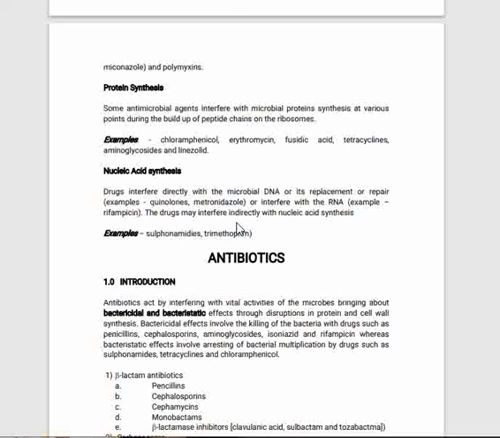The last mechanism of action is nucleic acid synthesis inhibitors. These drugs interfere directly with the microbial DNA, or its replication or repair. For example, we have quinolones and metronidazole, which is commonly known. Others interfere with RNA, like rifampicin for TB. Some drugs may interfere indirectly with nucleic acid synthesis while still giving the same outcome, for example the sulfonamides and trimethoprim, the ST. So you need to know that.